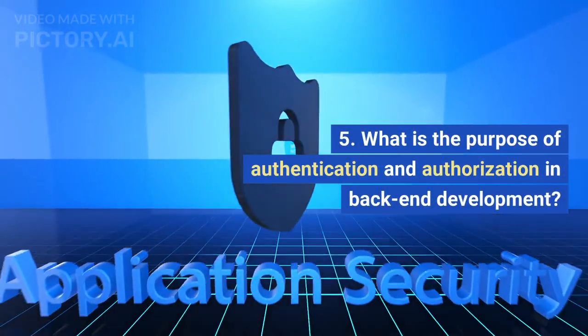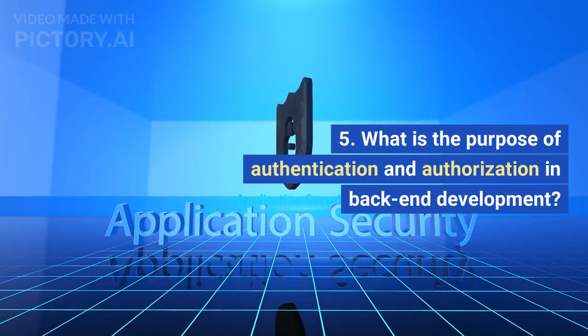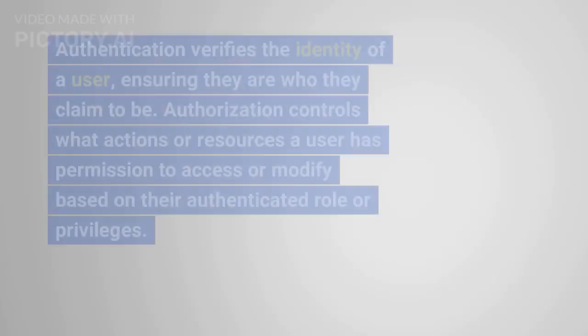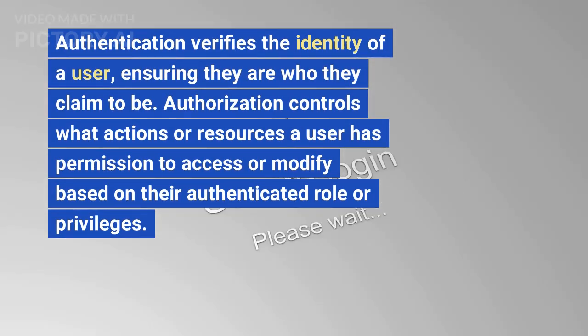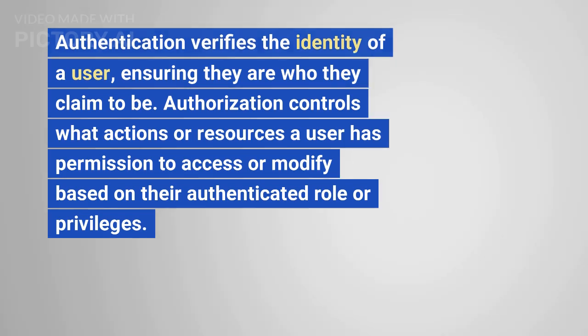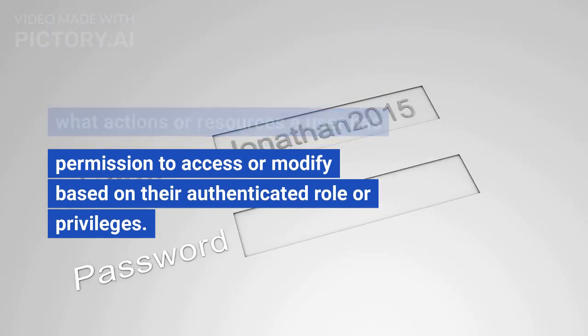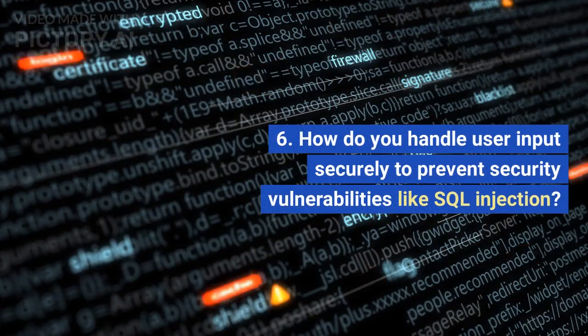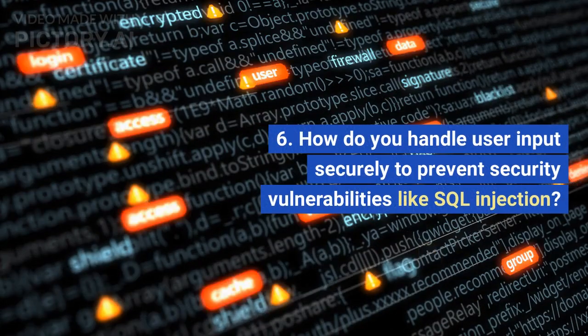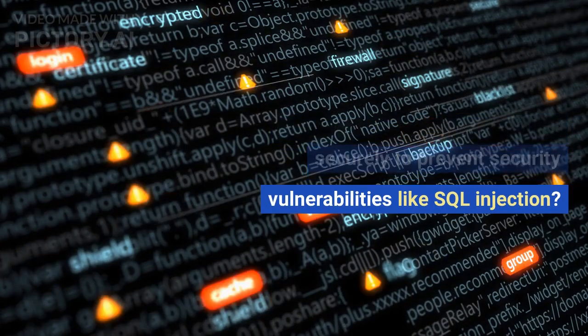5. What is the purpose of authentication and authorization in back-end development? Authentication verifies the identity of a user, ensuring they are who they claim to be. Authorization controls what actions or resources a user has permission to access or modify based on their authenticated role or privileges. 6. How do you handle user input securely to prevent security vulnerabilities like SQL injection?